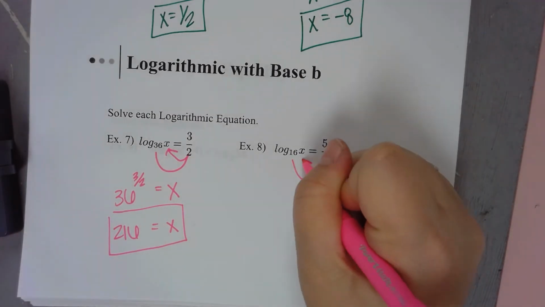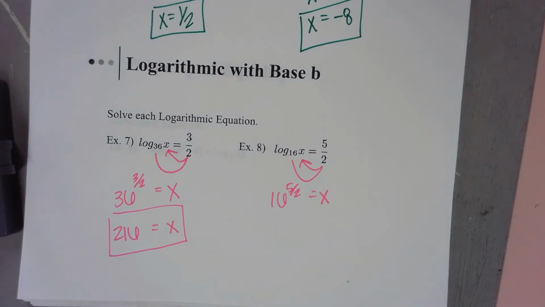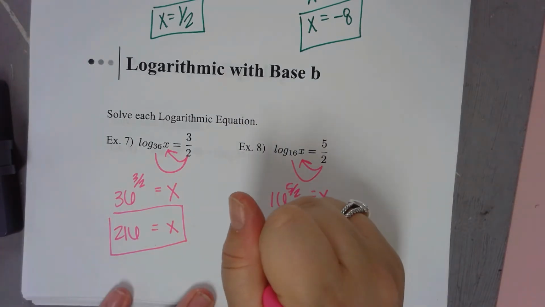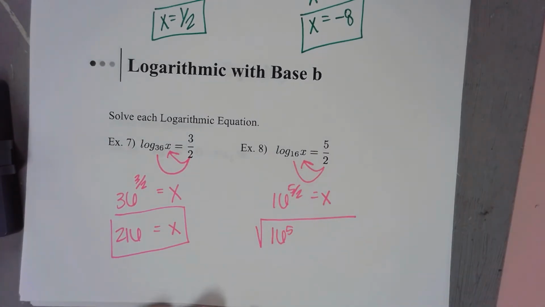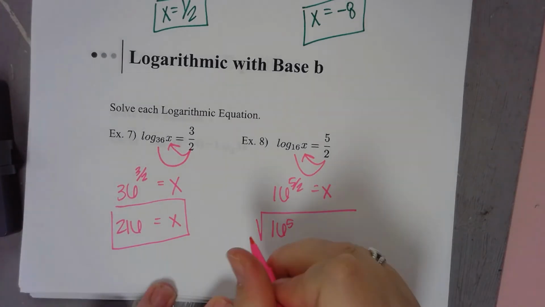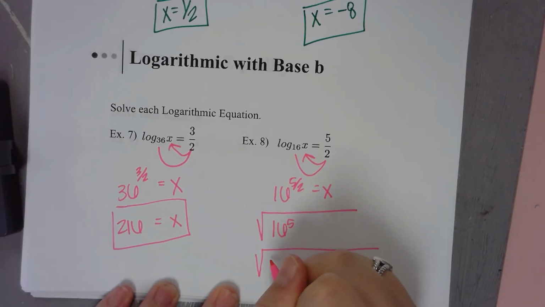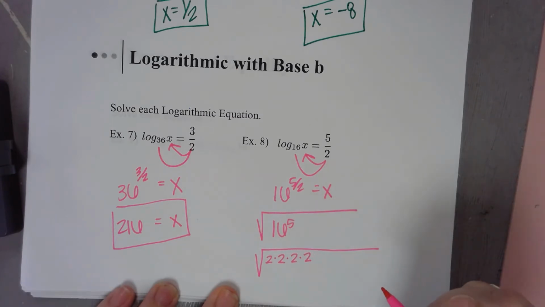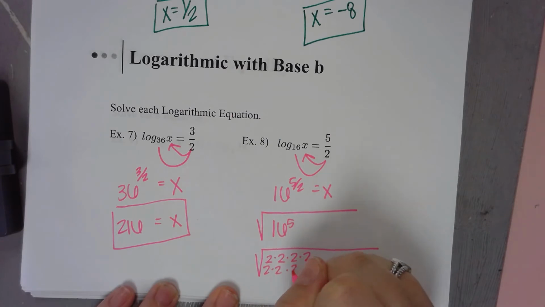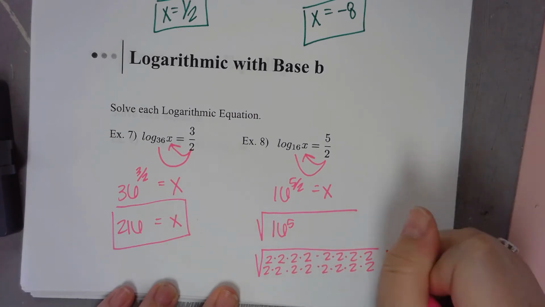Same thing here. 16 to the 5/2 is equal to x. So I'm going to show you how to break this one down by hand. So this would be a square root, and this would be 16 to the 5th. But I also know that I can break 16 down to 2's. So 16 is 4 2's. So there's that set. Here's another set. Now I'm doing these 5 times because there are 5 of them. And one more.